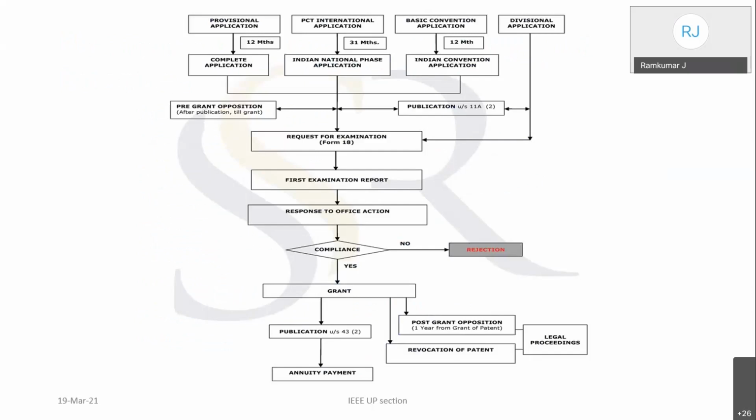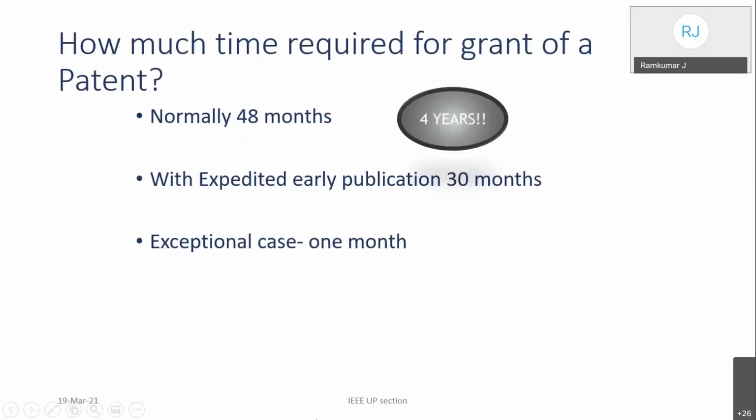So there are provisional application, PCT application, basic conventional application, and divisional application. The provisional is valid for 12 months. PCT is valid for 31 months. And the conventional application is for 12 months. So the complete application is done, and then the Indian national phase application is done. Then we have a pre-grant opposition, and then publication. Then request for examination, first examination report, then they respond to the office, then they do compliance, and then they grant, and then publication, and then they get the annuity.